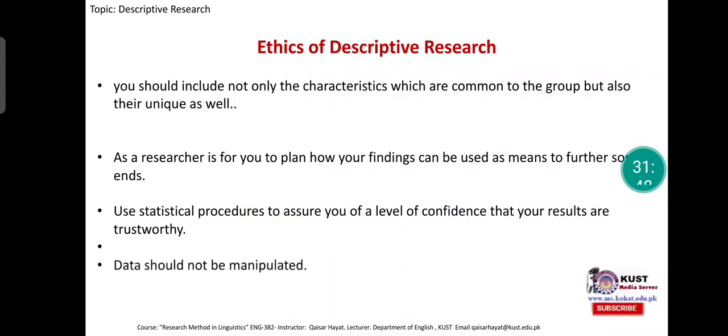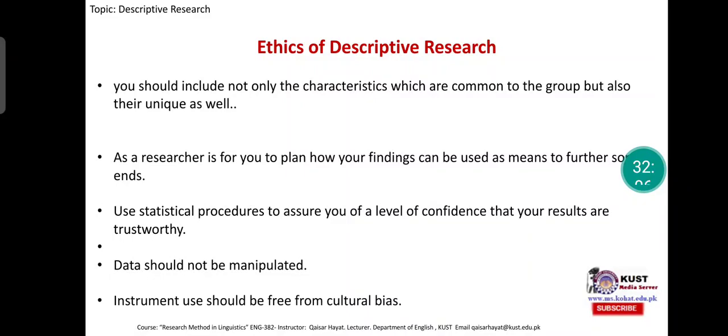And data should not be manipulated. It should not be biased. It should not be affected by external sources. Exact data, no friend, no foe, just a neutral shape, in which you have to carry out your research.